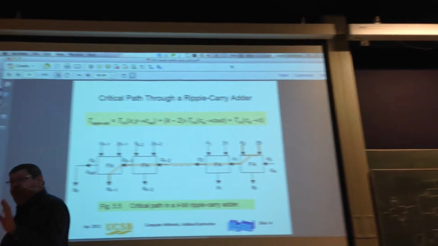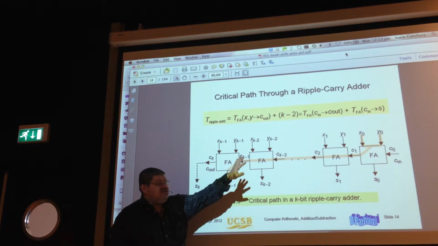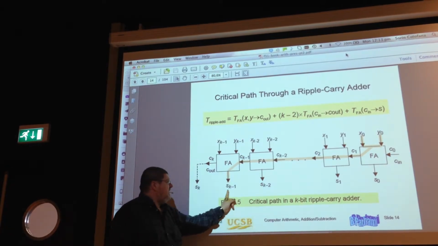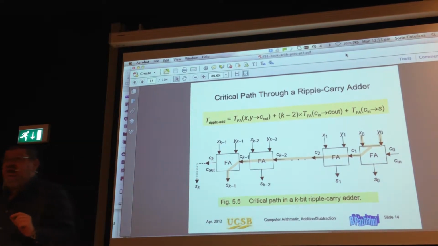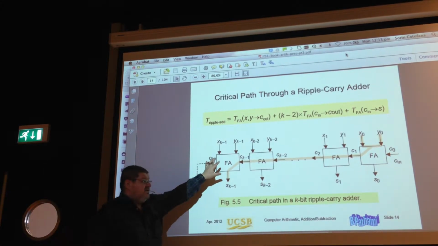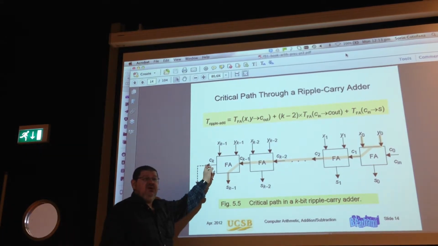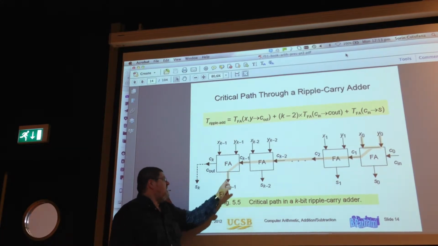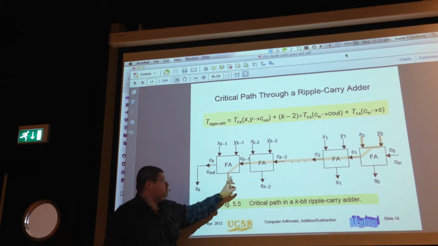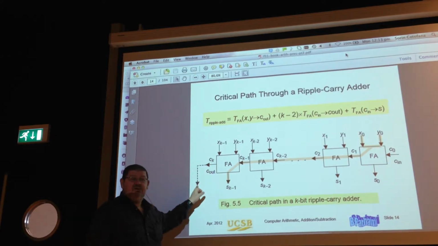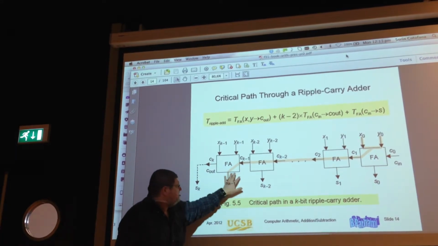Now, if you look at this diagram, you see that I said the longest path starts from the least significant position and ends up here. This is based on an assumption that for such a full adder, the delay from carry in to carry out is shorter than from carry in to the sum. If that's not true, then maybe it's different. This will depend on how I implement my full adder. But most of the time, this holds true.